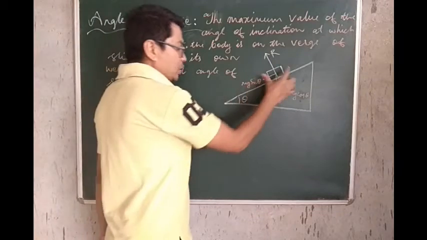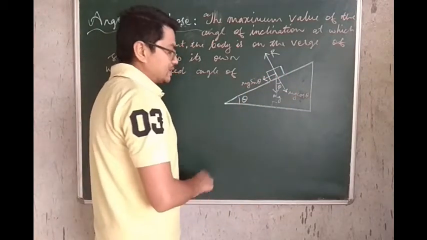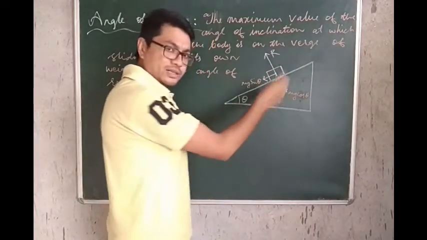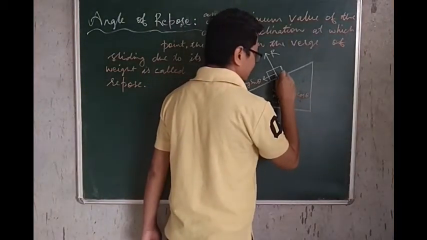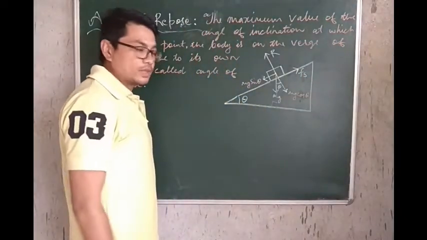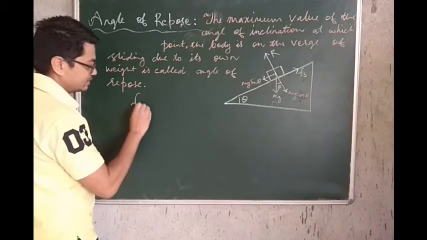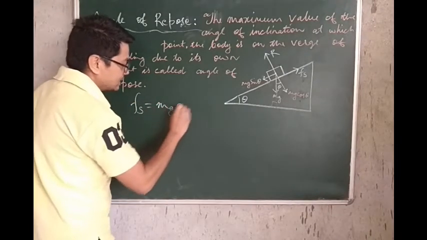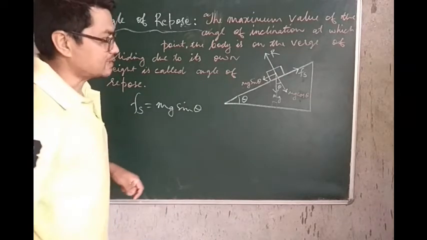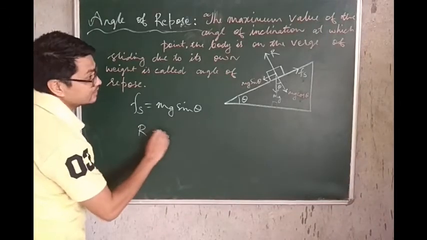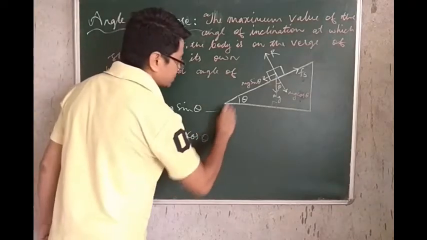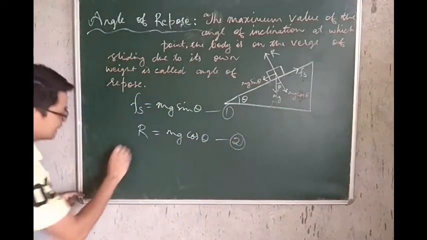So the body is on the verge of sliding down, as we were saying, since theta is the angle of repose. The body wants to slide down, but something is preventing it from sliding down. What is that something? That is the force of static friction, that is the limiting friction. So the limiting friction is balanced by mg sin theta, because of which the body is not sliding down. And likewise we know R is mg cos theta, as we can see from the picture. So this is my equation 1, this is my equation 2.